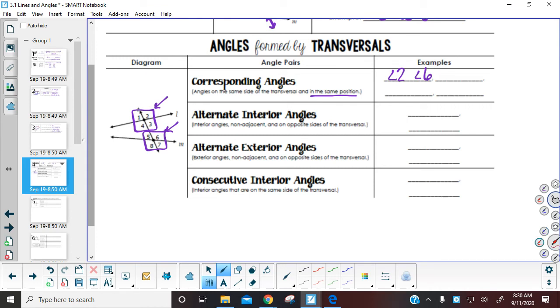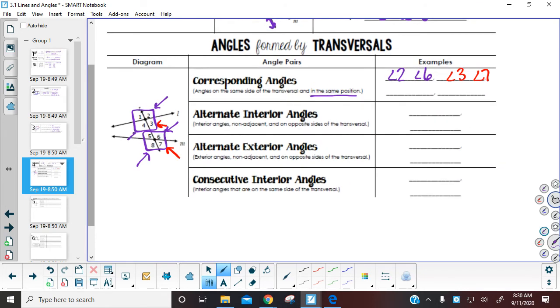If we look at, say, the lower right and the lower right, angle 3 and angle 7 would be considered corresponding angles. And then you can do 8 and 4. Those would be considered corresponding angles. And then the last pair in the upper left-hand corner are angles 1 and 5. So they are in the same position if you were to draw a box around each one of those intersections.